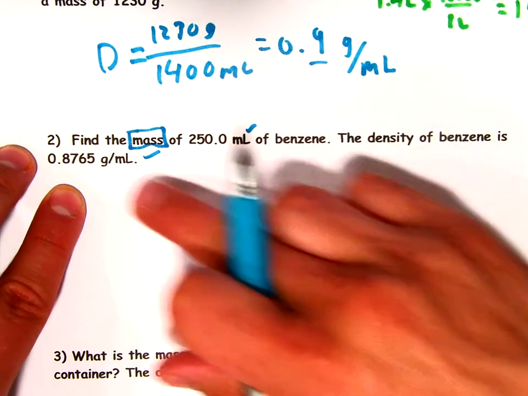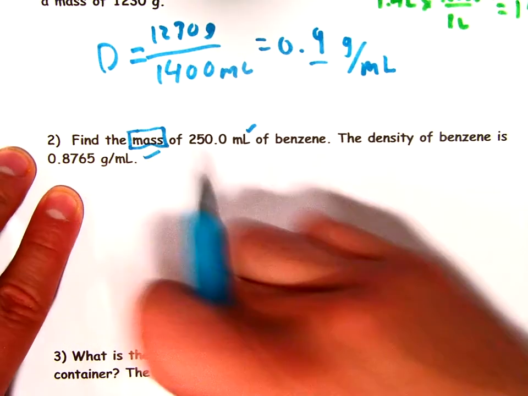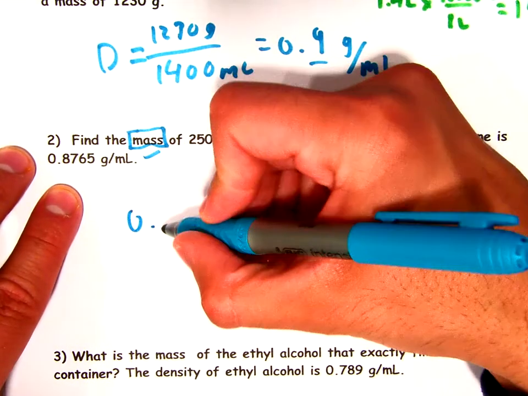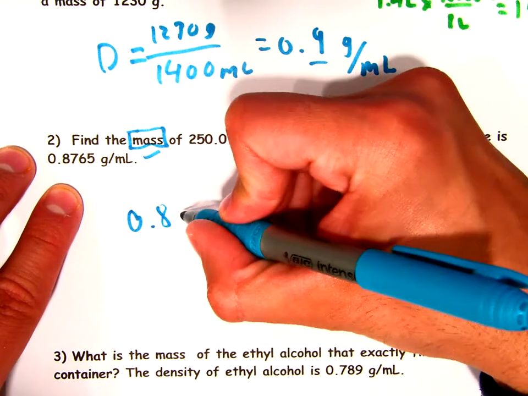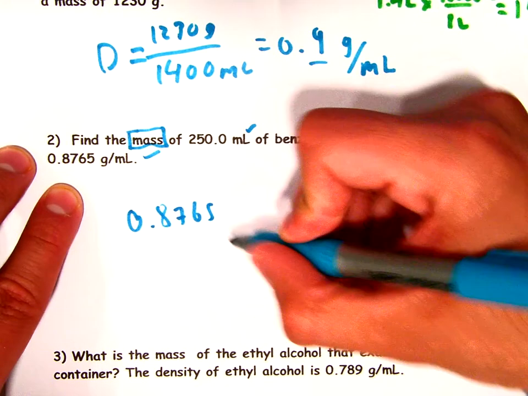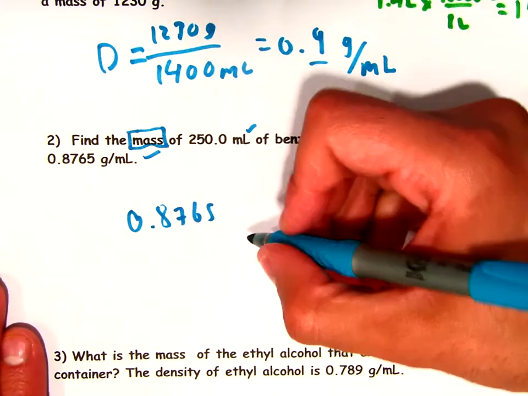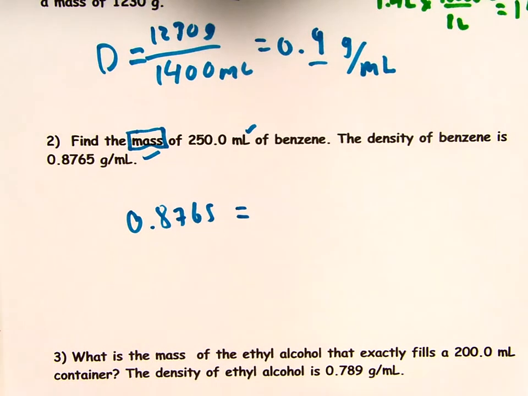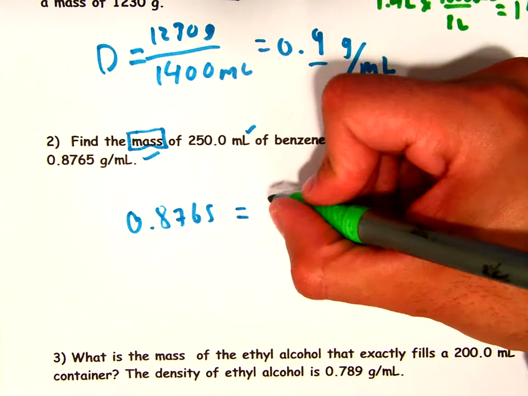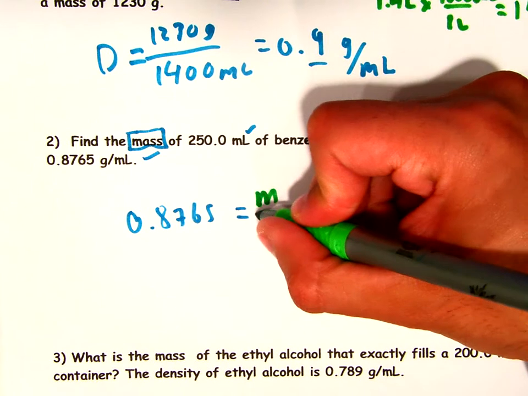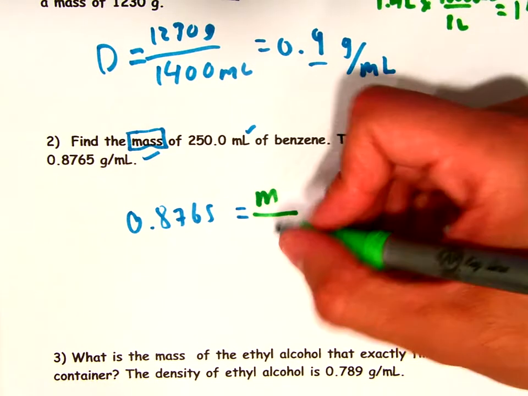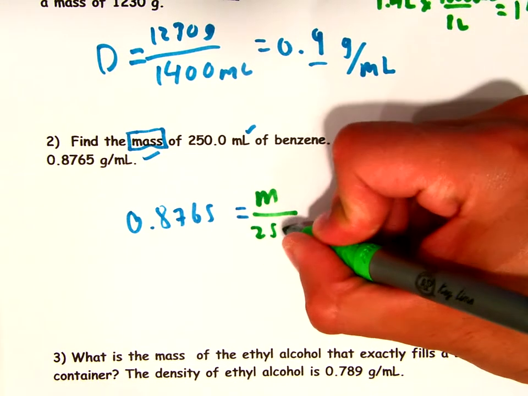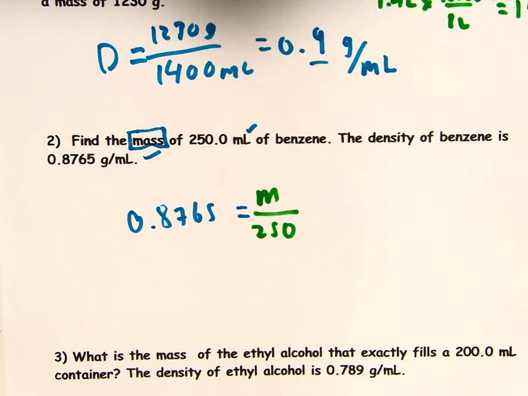Okay, so my density is this. I'm not going to put D, I'm going to put density. So I'm going to put 0.8765. I'm going to leave out the units right now. Equals mass. I don't know the mass I'm looking for, so I just put mass, divided by my volume, which is 250.